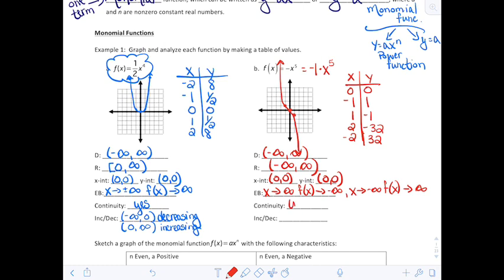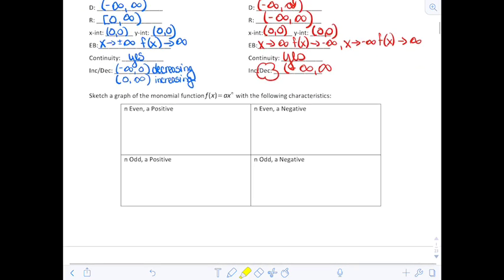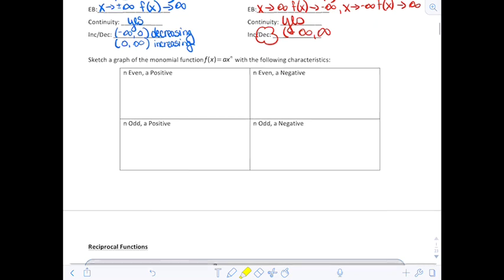Is it continuous? Yes, absolutely. Increasing or decreasing? This is actually decreasing everywhere from -infinity to infinity. Remember, we talked about inflection points and critical points right there at the origin. It has a point of inflection where it does change concavity, but it is still continuing to decrease through that interval.